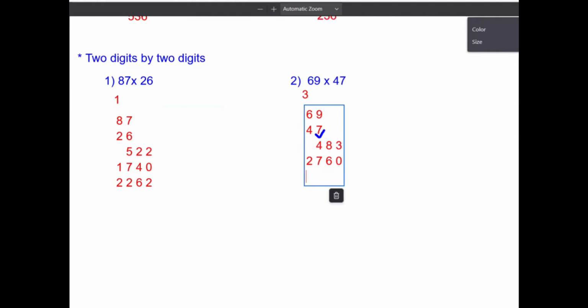Then after that, add those two numbers together. 3 plus 0 is equal to 3. 8 plus 6 is equal to 14. 4 and carry over 1. 1 plus 4 plus 7, that's going to give you 12. 2 and carry over 1. Then 1 plus 2 is equal to 3. So here your answer is 3,243.